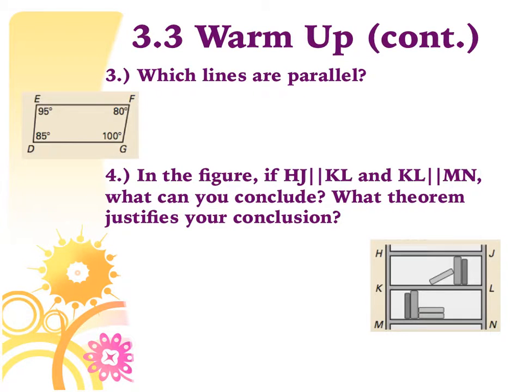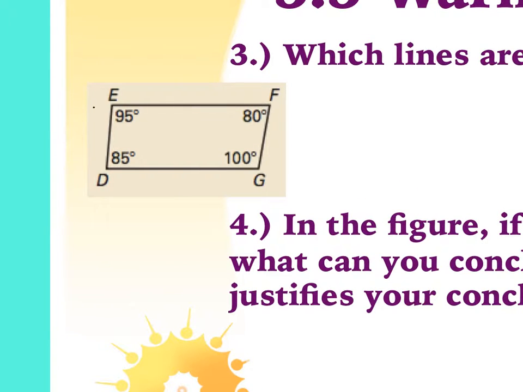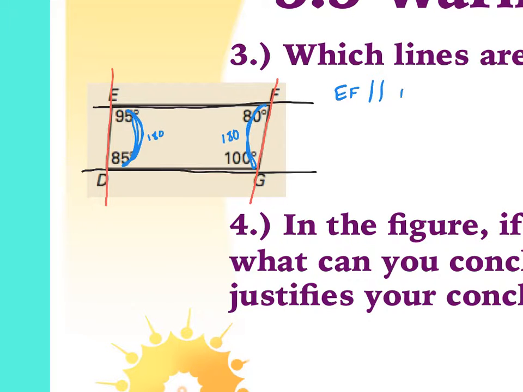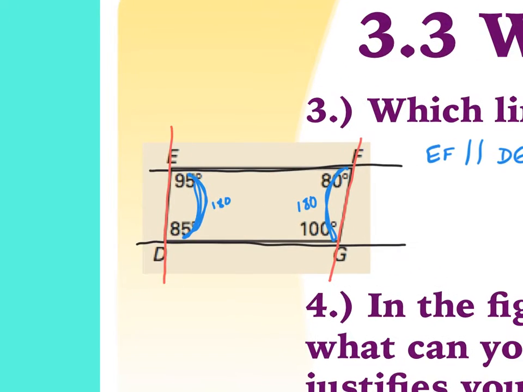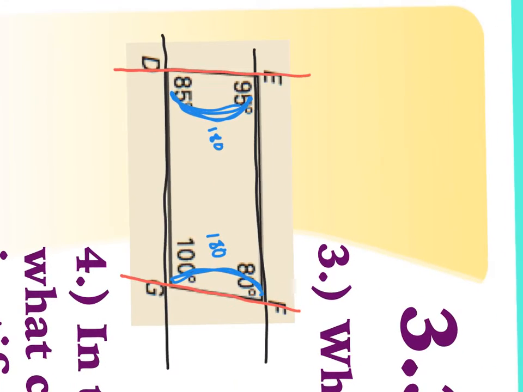All right, 3 says which lines are parallel. So I only have the angles inside these. I can either say that those are my parallel lines and this is my transversal, or this is my transversal. So if I add these together, what do I get? 180. If I add these two together, I get 180. So if they're same side interior or consecutive interior like these are, then which are the parallel lines? FG is parallel to ED. Good. Wait. Nope. EF parallel to DG. Okay? Look at what happens if I turn this. You might need to do this. It looks like this.